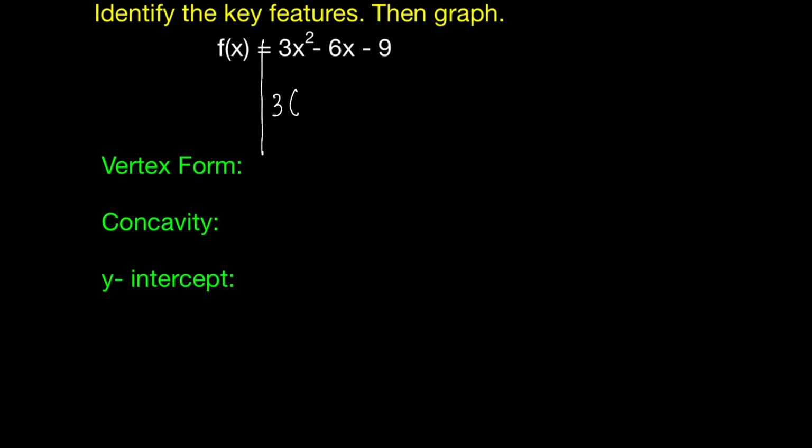And when I factor the 3 out, I've got to divide 3x squared by 3. That's going to give me the 1x squared. And then negative 6x divided by 3, that's going to be negative 2x. I'm going to add the quantity to complete the square. Then I'm going to subtract 9.